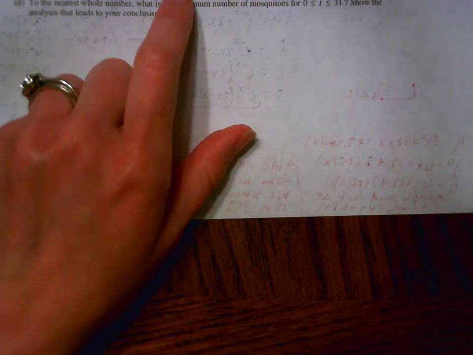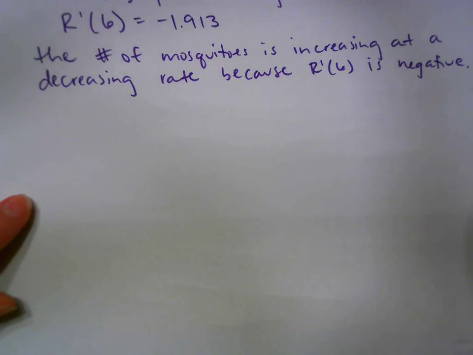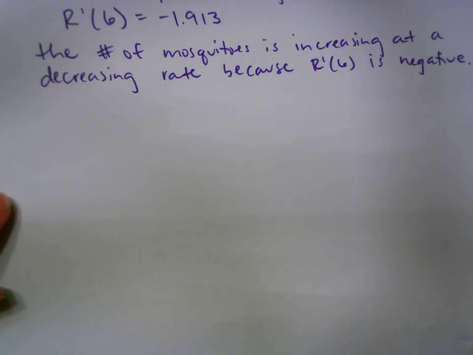C is, according to the model, how many mosquitoes will be on the island at time t equals 31. So this kind of goes more into chapter 4. You should know how to do this one by now. So how many mosquitoes at the end of a time period? You just always take the same format.